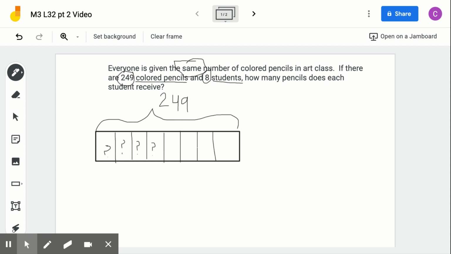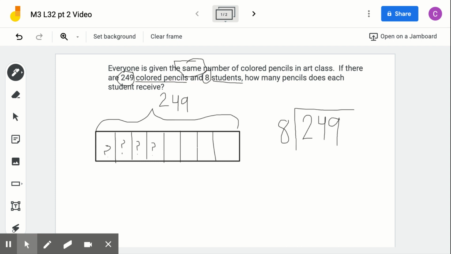So if we're trying to figure out how many is in each group, so we have a missing number in each group, that's a clue telling us that we need to divide. So we can take our whole number, our dividend 249, and we can divide it up by our divisor, those 8 students. And our answer will leave us with how many colored pencils each of those students will get.